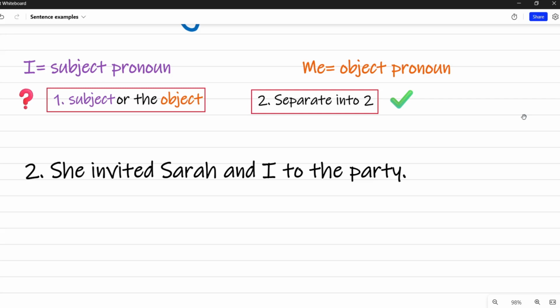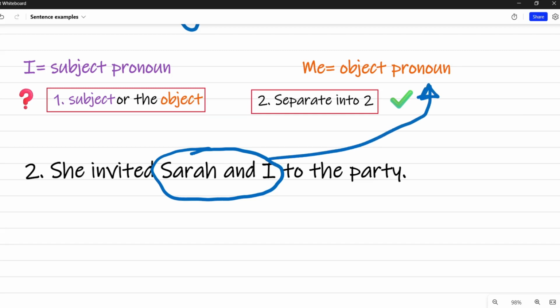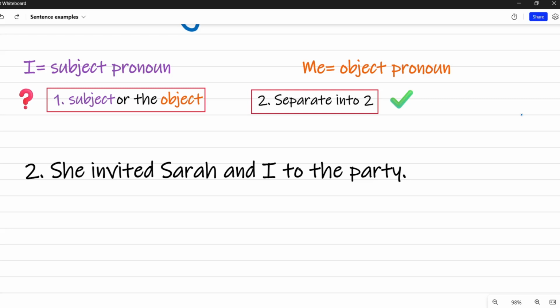Moving on to sentence number 2, same thing. We're going to ask ourselves, is I being used as the subject or object? Okay, we know that she invited Sarah, so she is the subject. Sarah and I are the object. So we need to be using the object pronoun. And already we can see that we used I, which is not going to work. But we're going to do our test number 2 and see if it works, okay? So I'm going to remove this part and see if the sentence still works.